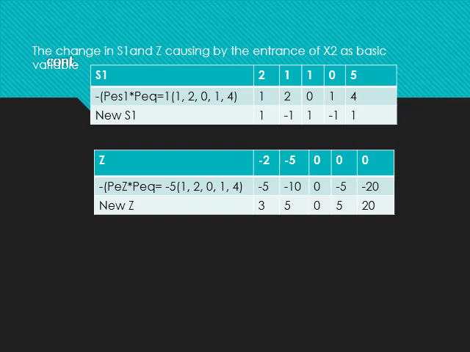So the negative values have disappeared. This is an indication of finding the optimal solution. The iteration of the solution will stop when the negative values of Z disappear.